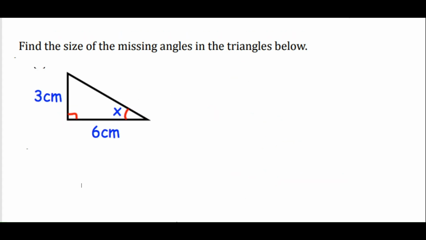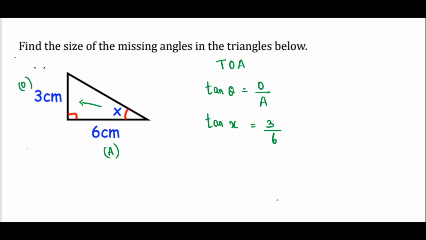So as always, we're going to start off by labeling our sides. So opposite our given angle is our opposite side, and next to our given angle is our adjacent side. And since we have our opposite and adjacent, we use TOA. Tan theta is equal to opposite over adjacent, and we substitute our values. So tan of x is equal to 3 over 6. x is equal to tan inverse of 3 over 6. This function is found in a similar way to your sine inverse and your cos inverse functions on your calculator.